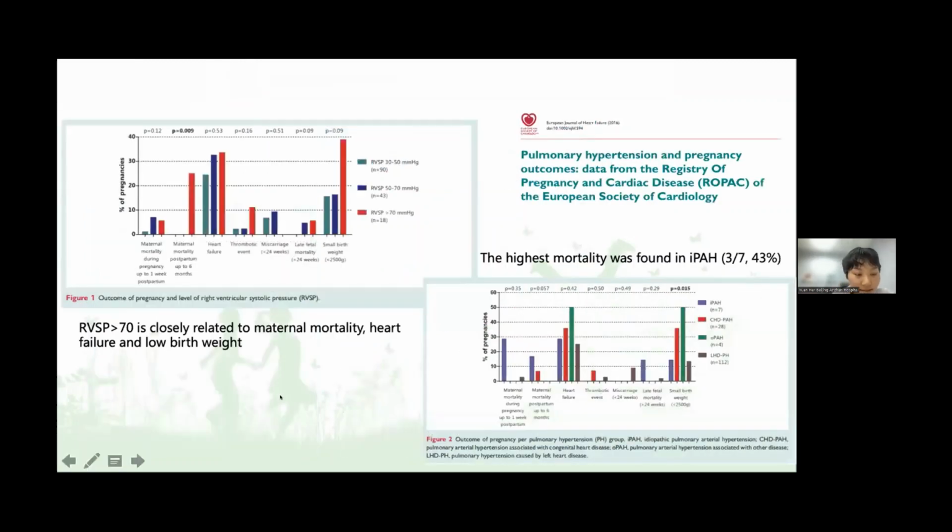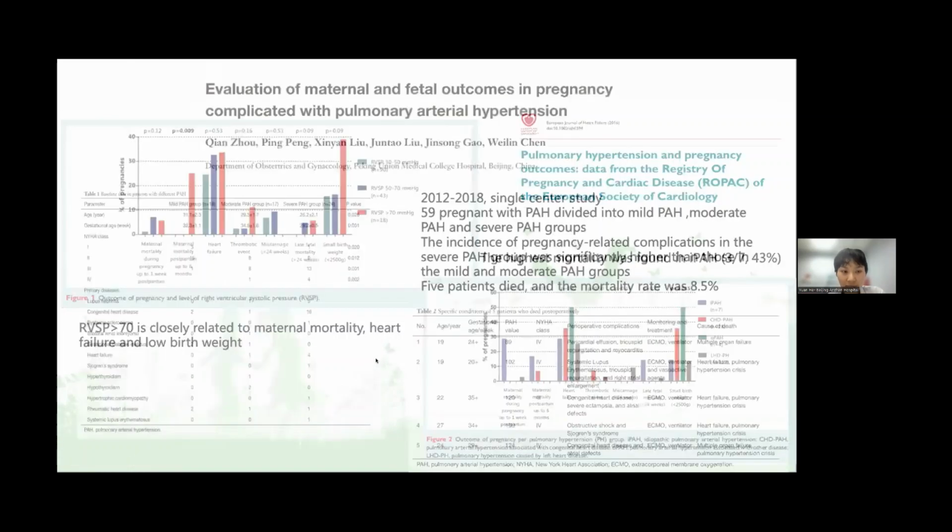So this study found RVSP, which is the right ventricular systolic pressure estimated by echocardiogram, greater than 70 is closely related to maternal mortality, heart failure, and low birth weight. And the highest mortality was found in IPH patients.